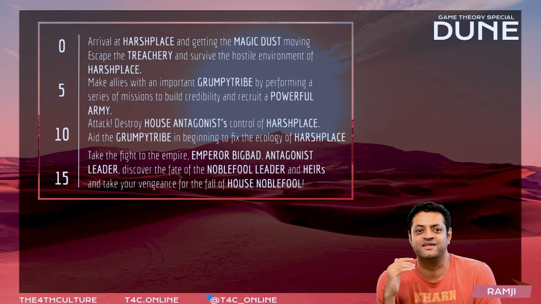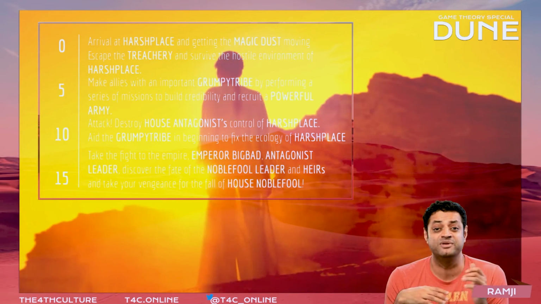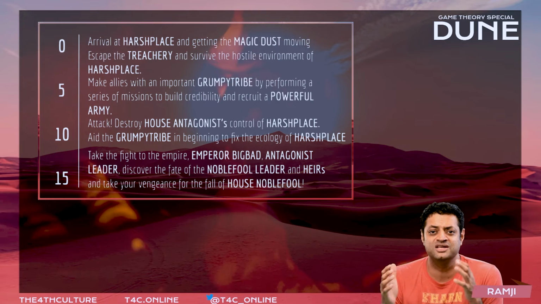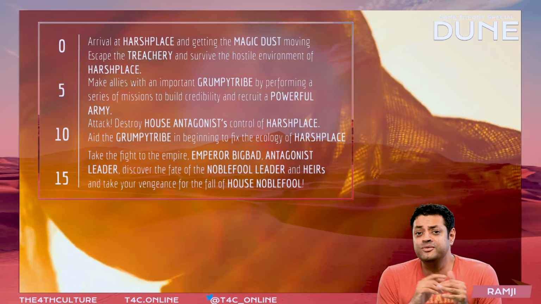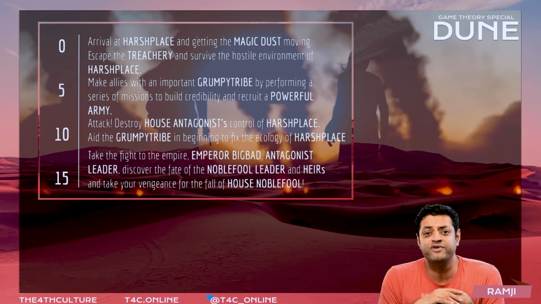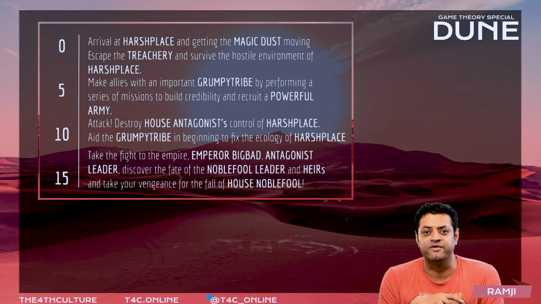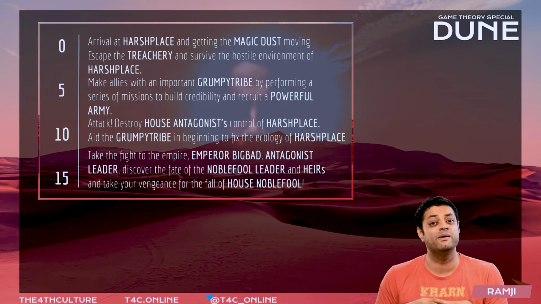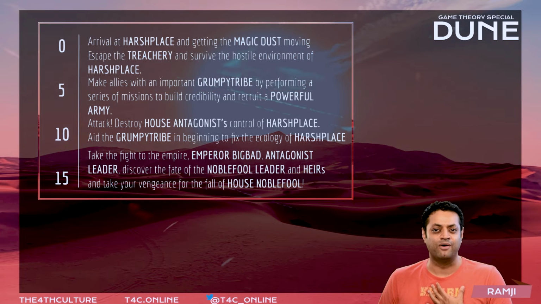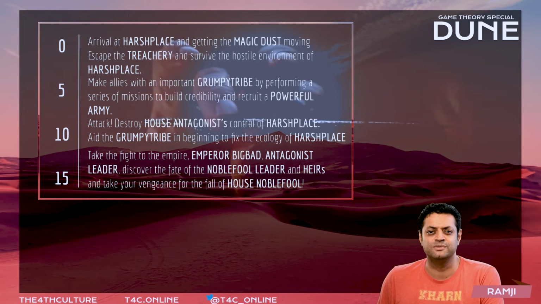Emperor BIGBAD, the antagonist leader, maybe you discover the fate of the Noblefood leader, maybe they're alive, maybe they're dead like Duke Leto, maybe they had a kind of strange half-heroic death. Maybe you discover where the heirs are, the family that went missing, and you take your vengeance for the fall of House Nobleful. Maybe you knock over the Empire and take it over, or you keep it propped up and replace the leader, but you control the real power. That is a world of political intrigue that's available to you and the players.